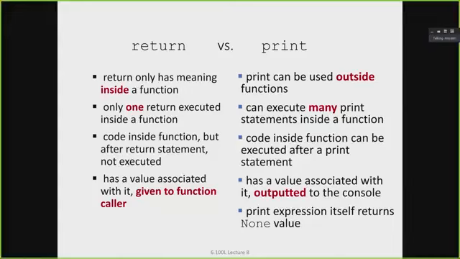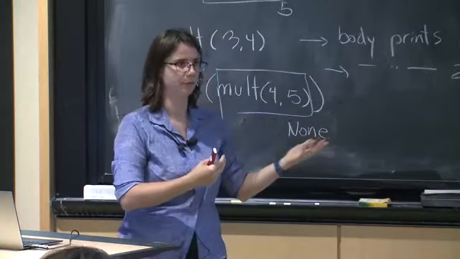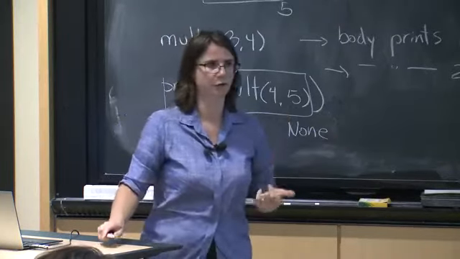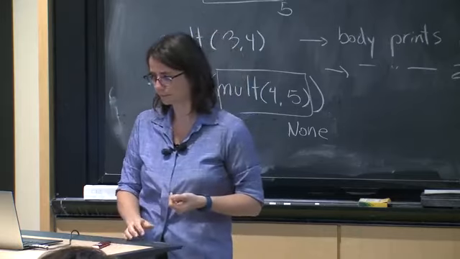The print statement also, you can think of it as having a value associated with it. That's the thing that gets put out to the console. But that value associated with the print statement is just something that's outputted to the console. It's not being passed around through the program at all. It's just kind of static. It gets put to the console, and then that's it. Nobody else can really use that value, unless it's a variable, and then you're just using a regular variable.